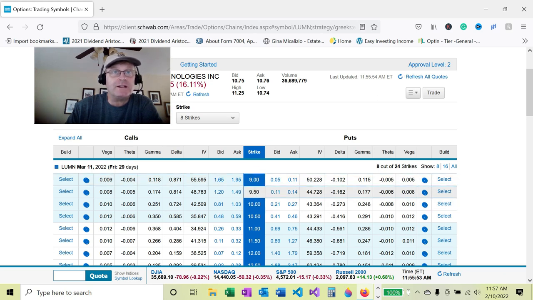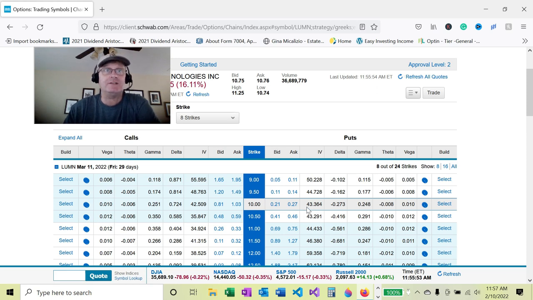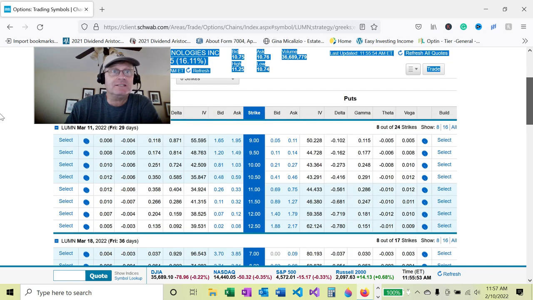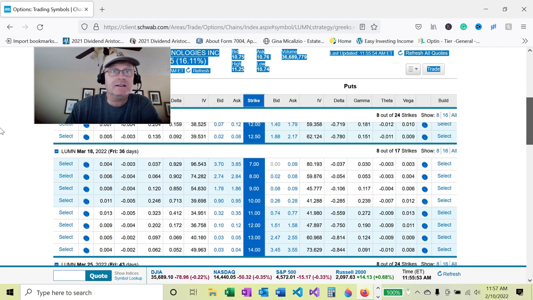this is the 20 closest to the 20 delta. So at 9.50 you can get 11 to 14 cents. At 10 you can get between 21 and 27. I think it's going to have a major bounce back. I've seen this happen before, so I would even be happy with getting it at $10, or maybe even 10.50. But let's go out. Let's see if we can get even better.